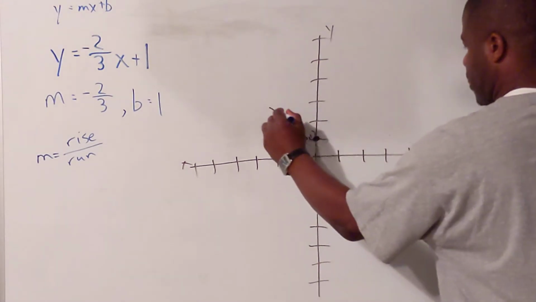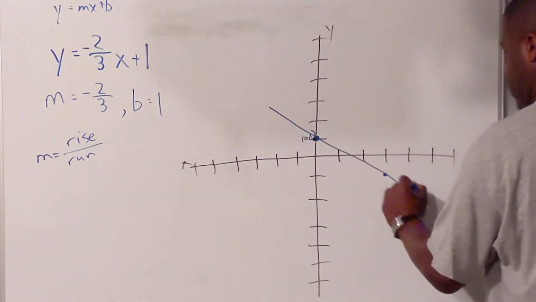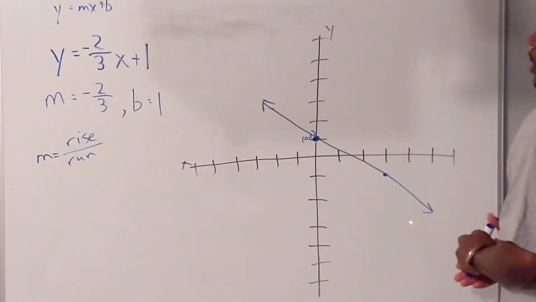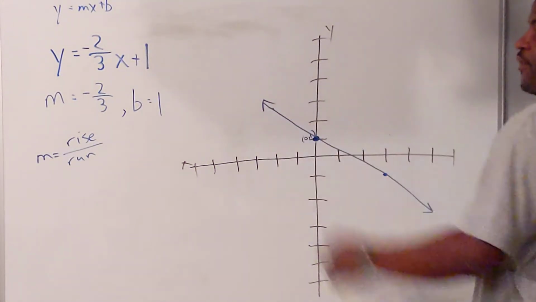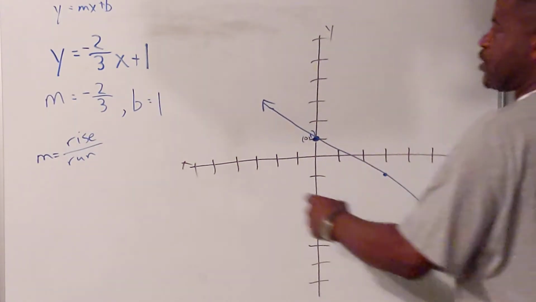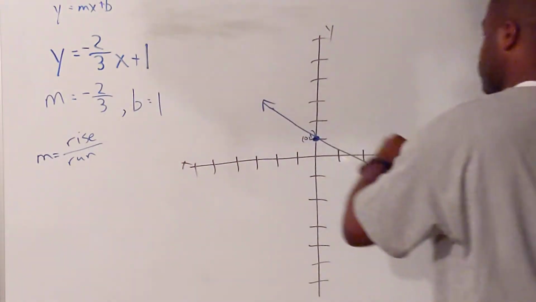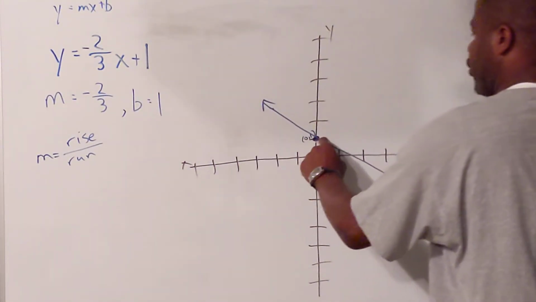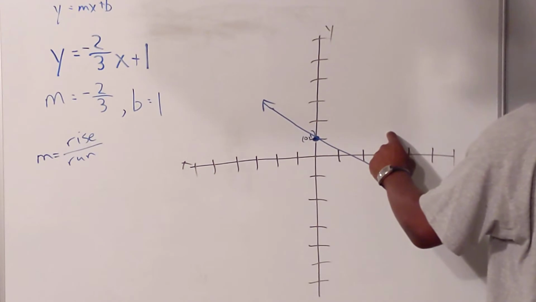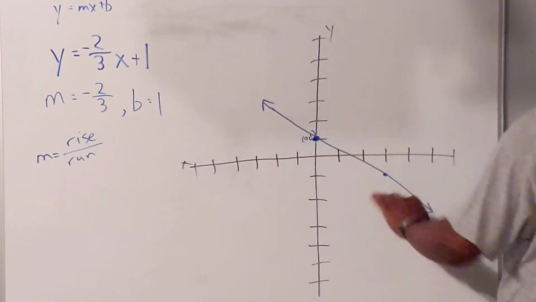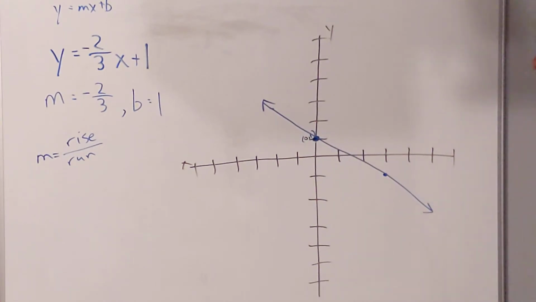All right. And connect the dots. That's it. Remember, the equation will never lie to you. The y-intercept is 1. It's a negative slope, so it's going downwards. It's going out 3 units. That's the run. And then down 2 units. We're connected, and that's how we have our line. So that's y equals negative 2/3 x plus 1.